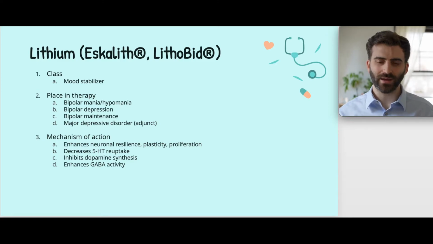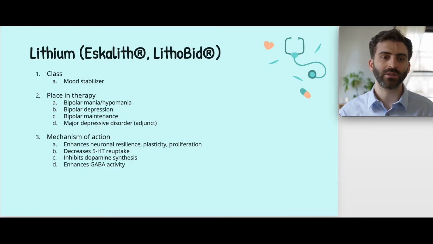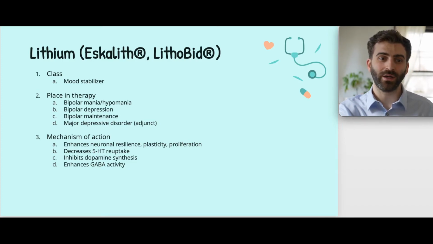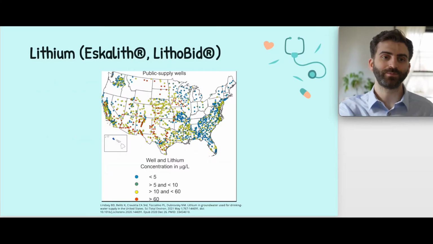Its place in therapy is many different stages of bipolar disorder. So you can use it for mania, bipolar mania, bipolar depression, bipolar maintenance, and then it's used off-label as a major depressive disorder adjunct. So it has a few uses. Its mechanism of action is quite complicated. It probably works on brain-derived neurotrophic factor, which is like fertilizer for brain cells. It works on serotonin a little bit, it works on dopamine a little bit, and it works on GABA a little bit. So it's quite complicated, but it seems to be helpful in some patients.